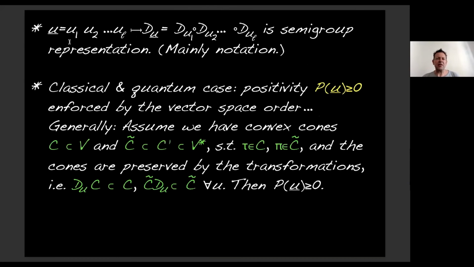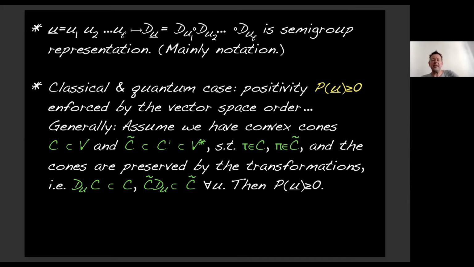I used this notation already before for this U bar, that's a generic string. And the mapping from U bar to D of U bar, which is just the composition of these maps, is generally a semigroup representation. Of course, it would be nice if it were a group representation, because then much more is known. But this is really not the case that we're interested in, because we want this U to really give some non-trivial information about the system. So let's go back to the positivity of probability.